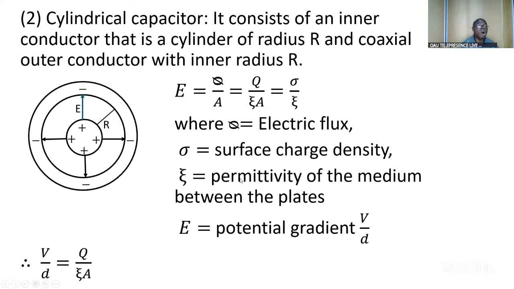The second one, as I've said, is the cylindrical capacitor. It consists of two concentric cylindrical conductors. Why? Because you have the inner circumference and then the outer circumference. Don't forget, the outer is usually charged negative. That is the plate. Please, this one is long. We call it cylindrical. This is not cylindrical.